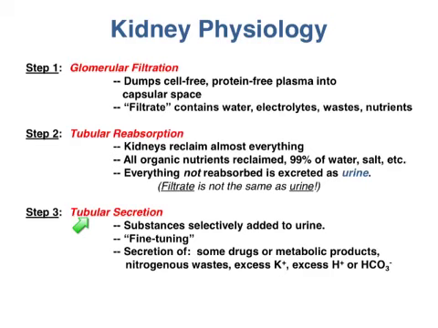Now, I have these listed as step 1, step 2, and step 3, and calling glomerular filtration step 1 is really appropriate because the fluid that becomes urine has to come from somewhere, and it comes from plasma, cell-free and protein-free plasma, that is pushed out of the glomerulus into that capsular space. It's called filtrate at that point.